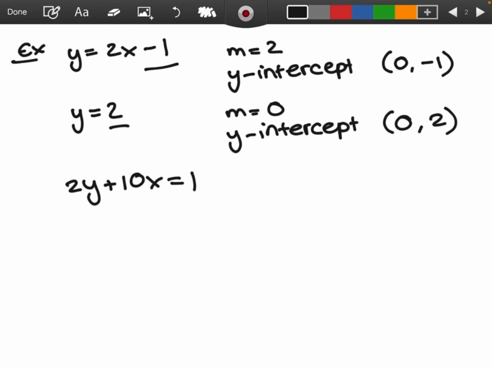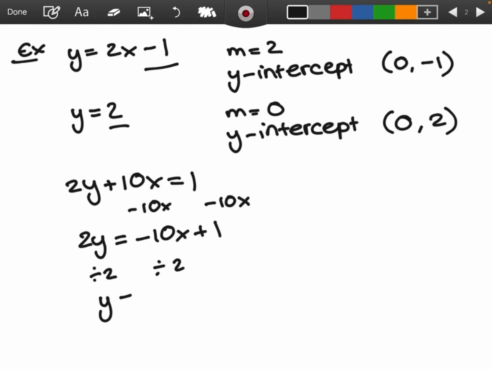I'm going to get my x on the right-hand side and keep my y on the left-hand side. So if I subtract 10x from both sides, that would keep my y on the left-hand side and put my x term on the right-hand side. And then if I divide both sides through by 2, that leaves me with y is equal to -5x plus 1/2. Again, remember to divide 2 into every single term that is on that right-hand side.